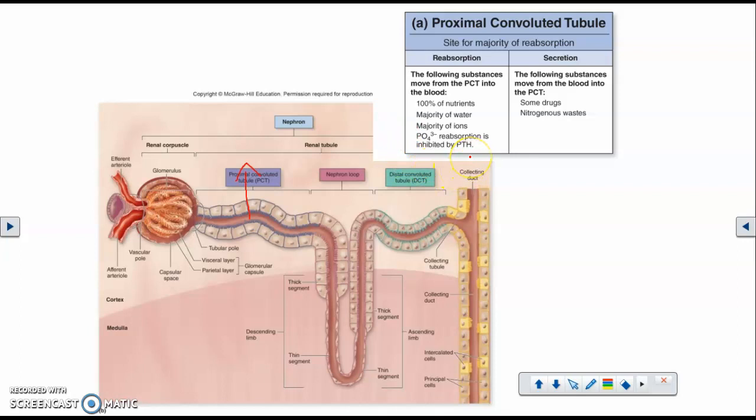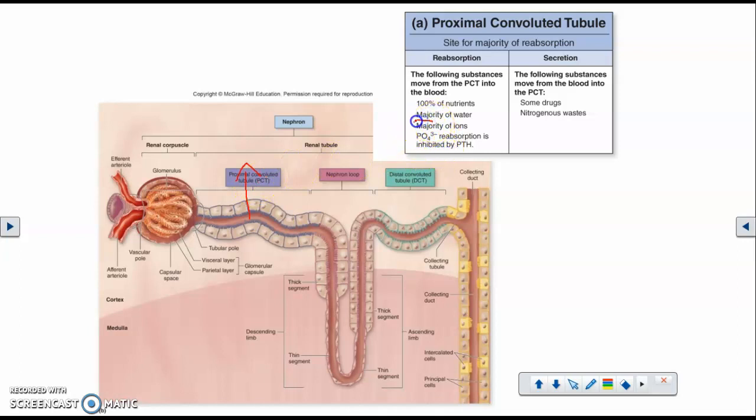Right? So 100% of nutrients. That means if you have 1,000 molecules of glucose exit here, all 1,000 of them eventually exit this tubular system into the peritubular capillaries. Okay, the majority of ions. So the majority of ions that you filtrate out, like sodium ions and potassium ions, go back into the blood through the peritubular capillaries again. One of the things is phosphate ions.